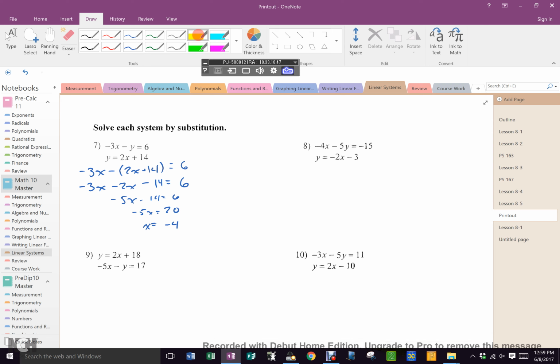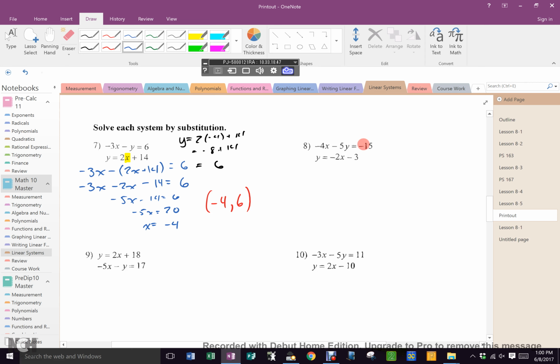If x is minus 4, what can I put right there? Minus 4. y equals 2 times negative 4 plus 14. Negative 8 plus 14, 6. What's the answer? Here's a problem. Have I given the solution yet? No. Do I have the solution written there? Yeah. How do I actually give the solution, though? Negative 4, 6. You need the point on the graph. Everybody good? Okay, what about this one?